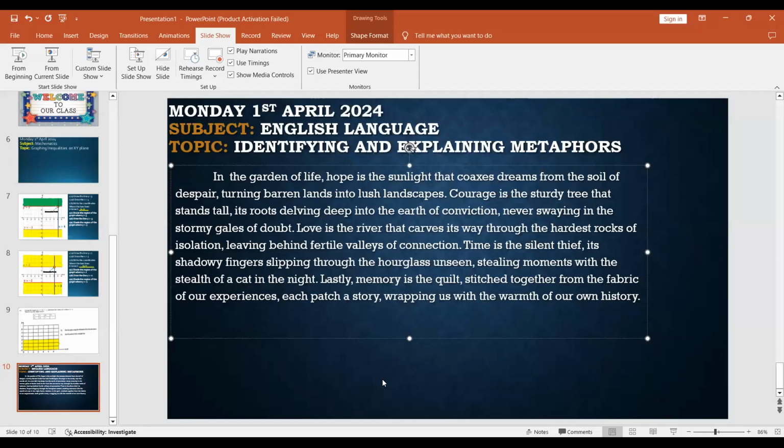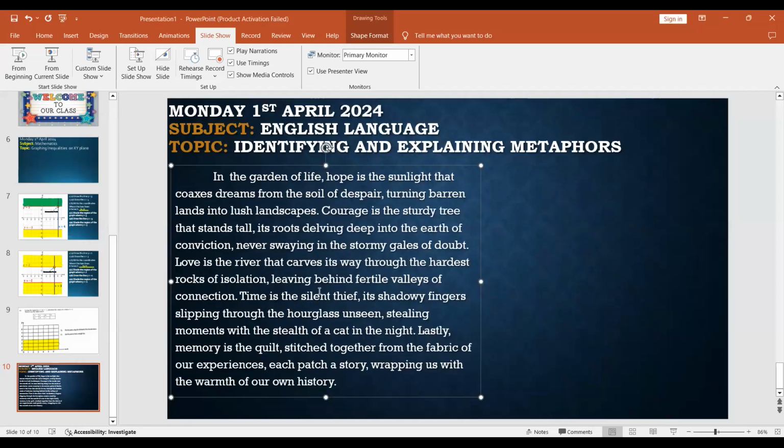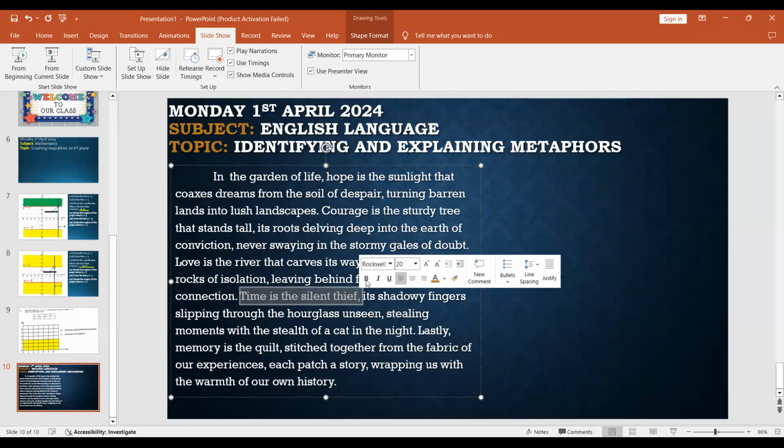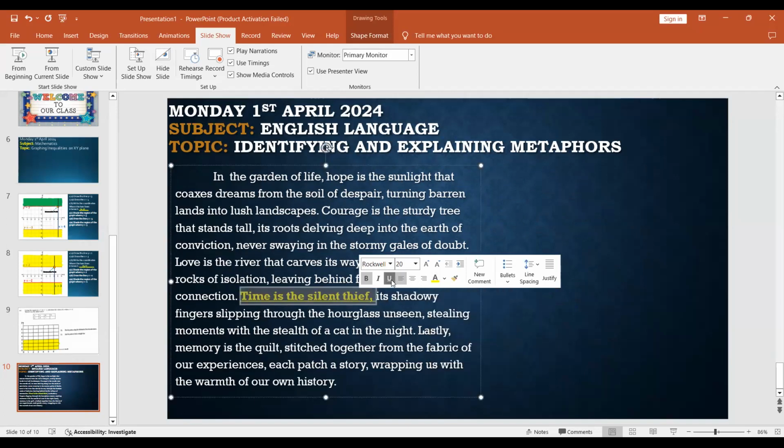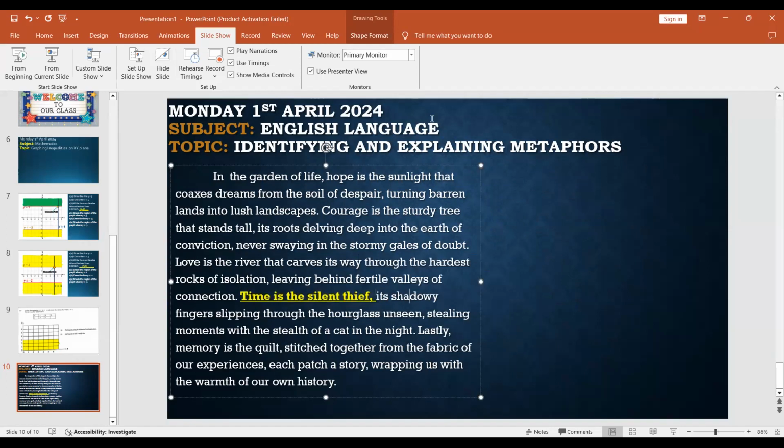Let's identify. I have one. Go ahead. What is your one? My one is time is a silent thief. Very good. Time is the silent thief. So when we say time is, remember, metaphor does not use like or as. When we say is, love is the river. So time is the silent thief. That's one. And then someone say love is. Love is the river.